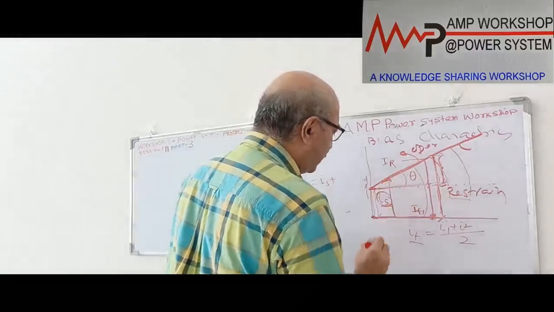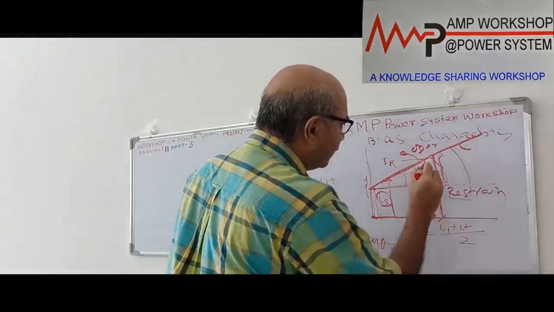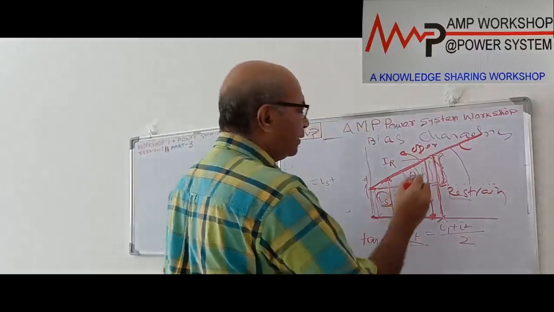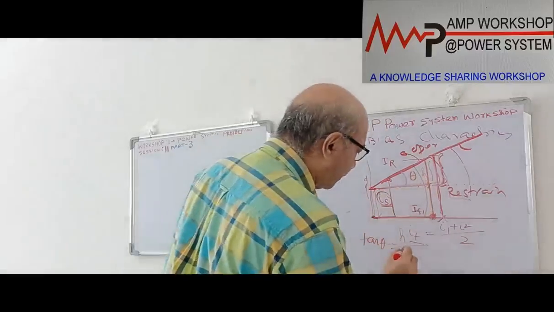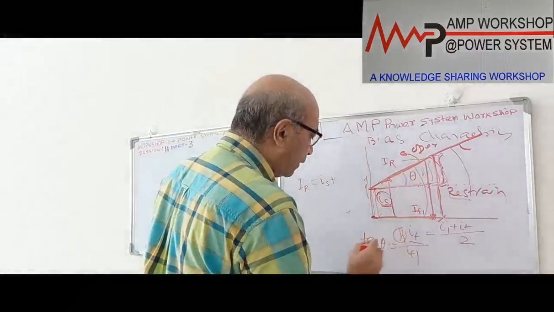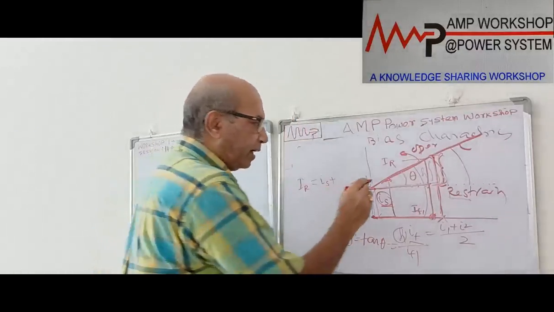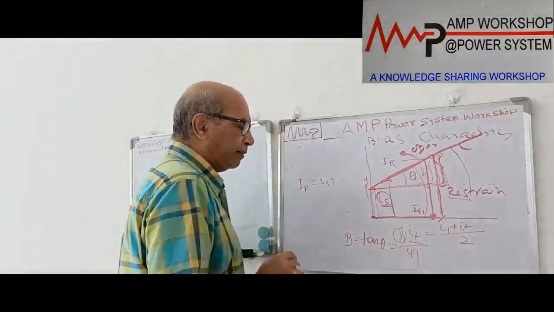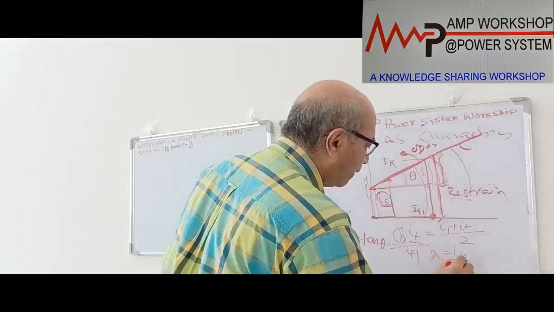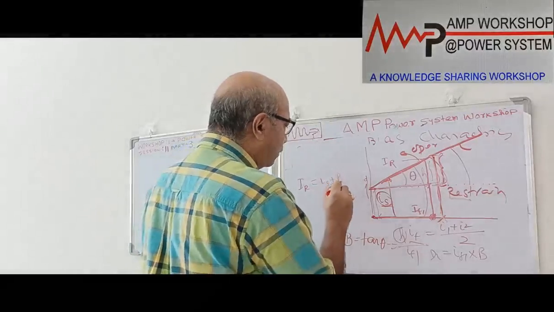If this angle is theta, then tan theta equals how much? Tan theta equals this amount, suppose H, by this amount IF1. That means H is equal to what? This tan theta we call B, which is called the bias factor. The gradient of this line we call the bias factor. So that means H equals IF1 into B, that is B into IF1.